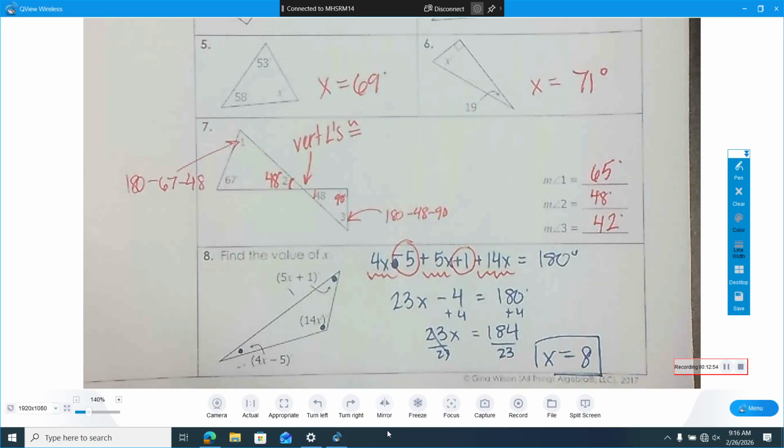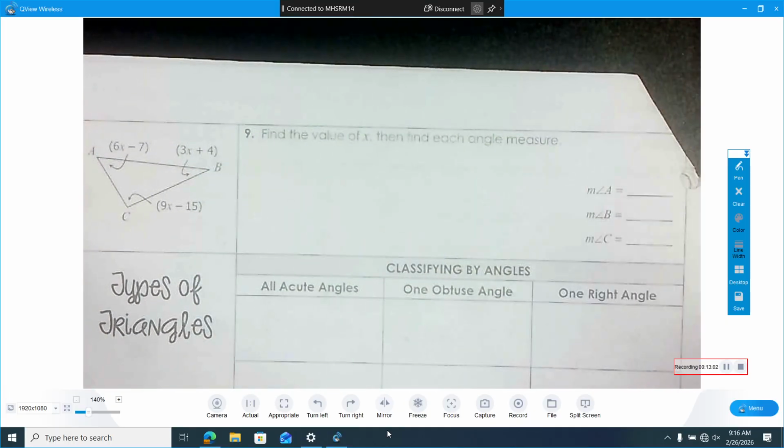Okay, so just like we were doing, we're writing equations of things. So turn the page. Let's do number 9.